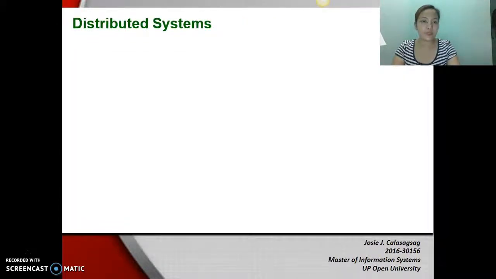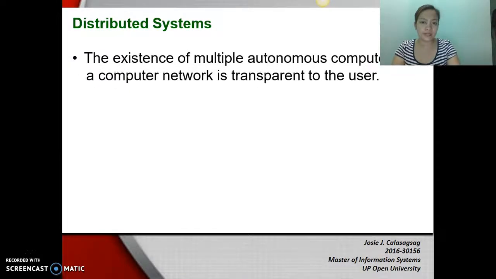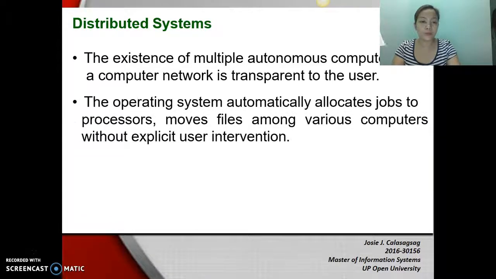While in distributed systems, the existence of multiple autonomous computers in a computer network is transparent to the user. The operating system in distributed systems automatically allocates jobs to processors, moves files among various computers without explicit user intervention. Unlike in network systems, the user is not required to log in to a specific machine.